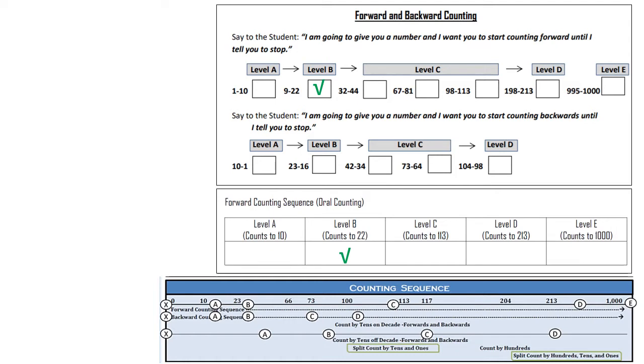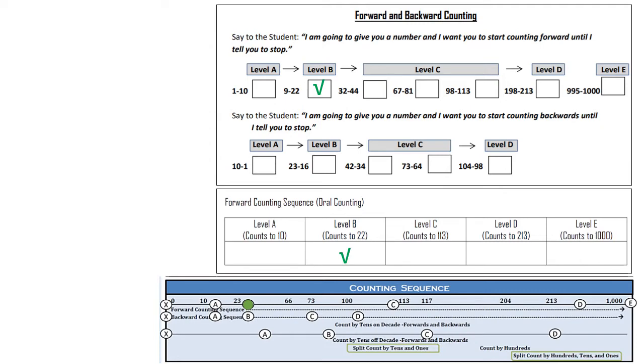Remember, level B means mastery of a particular skill, and the skill is the ability to count from 9 up until 22. So when you go to the framework and map it, you would put level B. So what are the implications for their instruction? Now think about it.